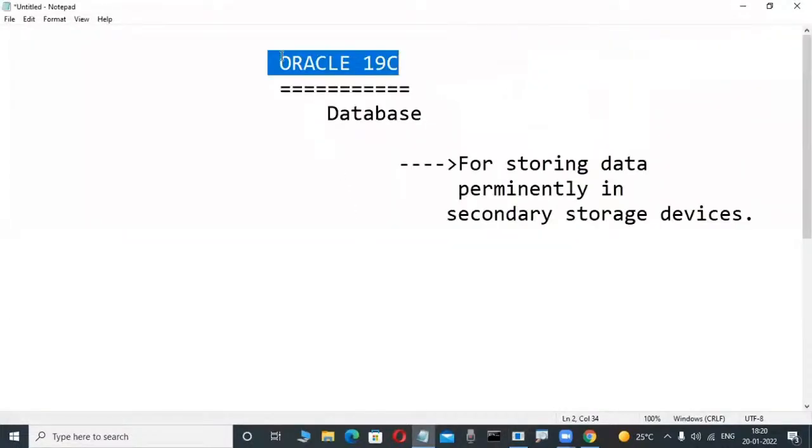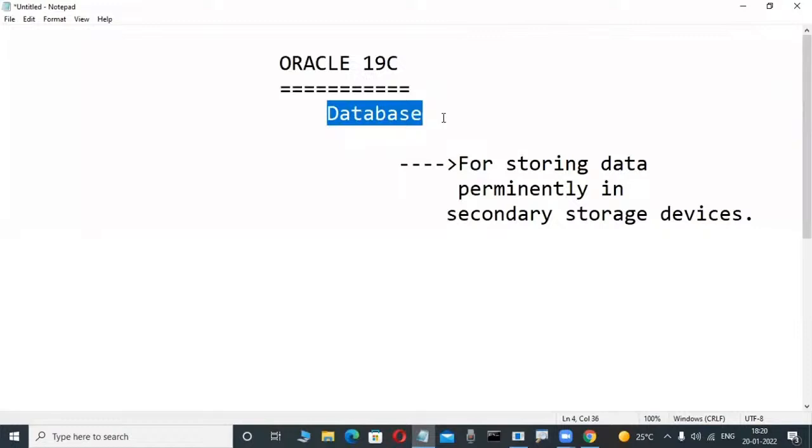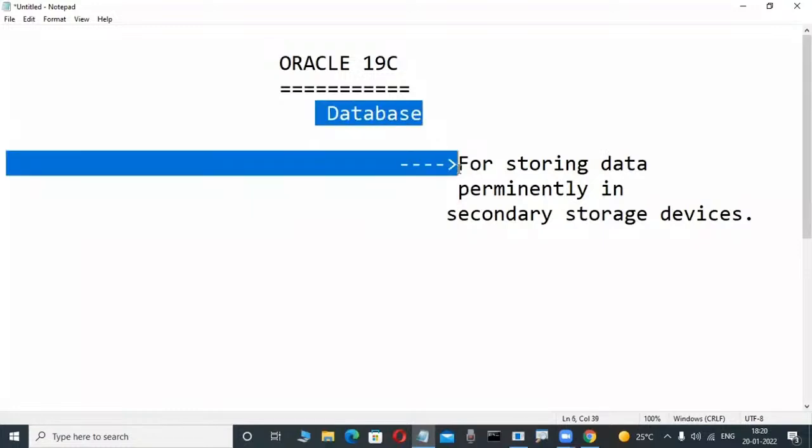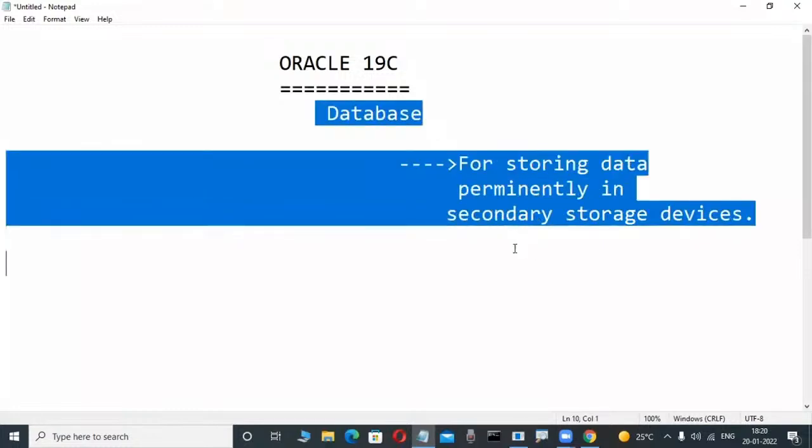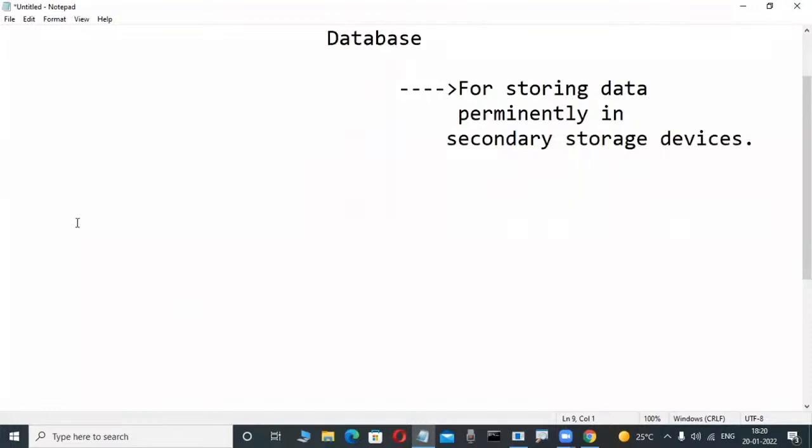Oracle is a database product. What type of database? A relational database, so it stores a structured collection of data. If you want to operate on an Oracle database product, which languages do we use? One language is SQL. SQL means Structured Query Language.